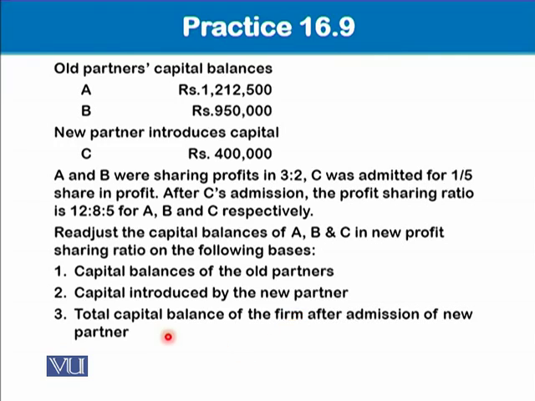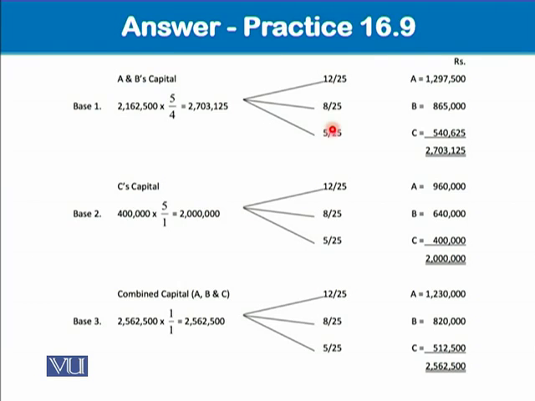Or the total capital balance of the firm after admission of the new partner, means this is the total. So in number 1, the capital balance of the old partners will become this. Instead of using this information on the slide and discussing it for nothing, let's see the mathematics. Don't be afraid of this mathematics, it is very easy.